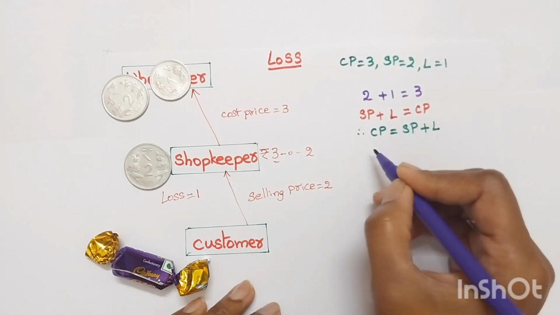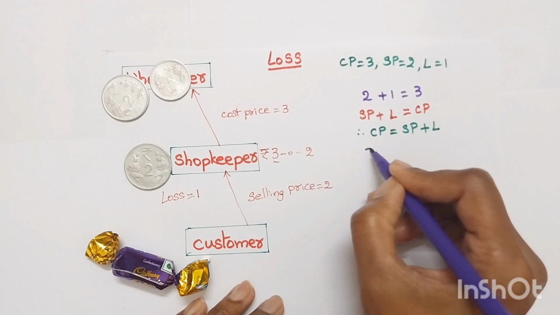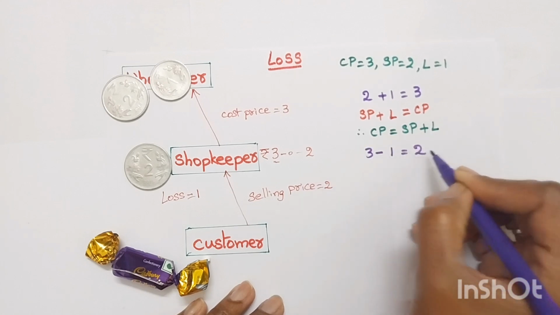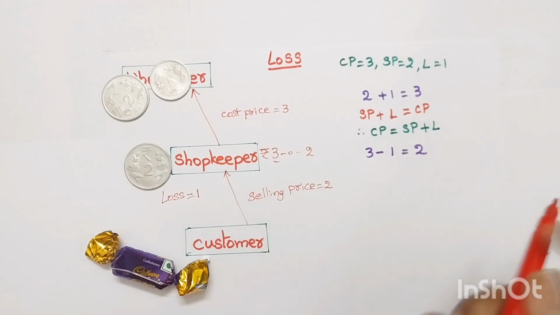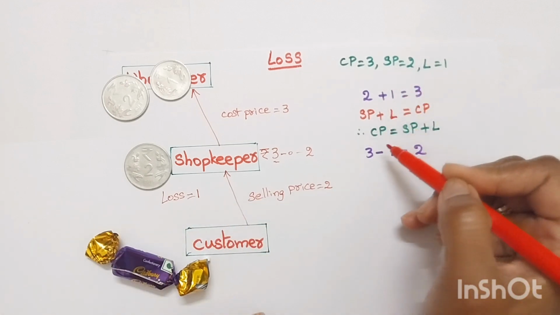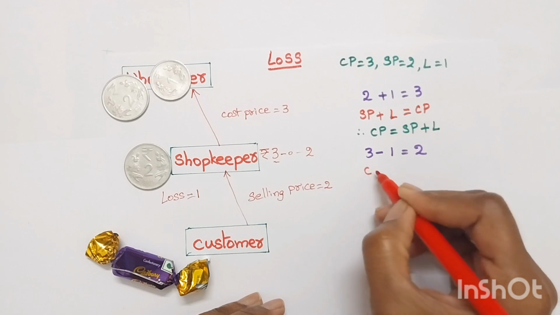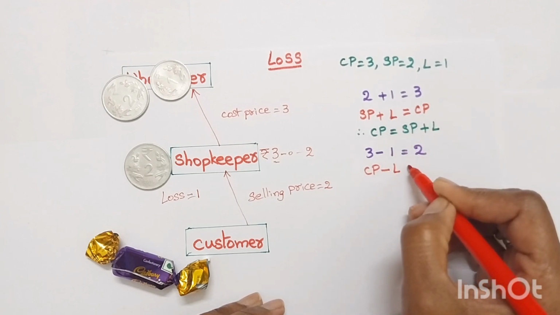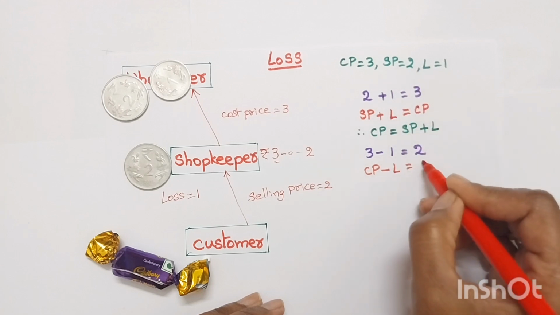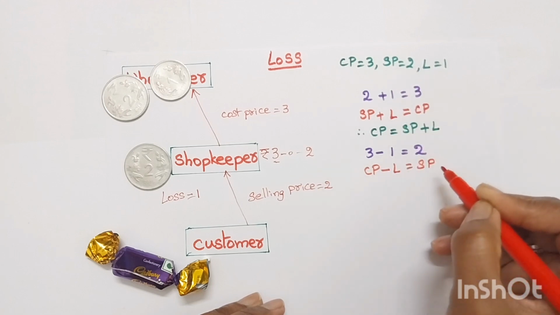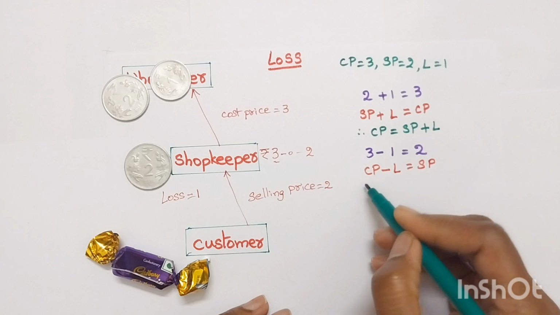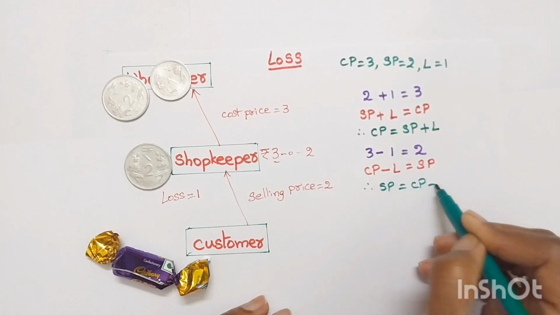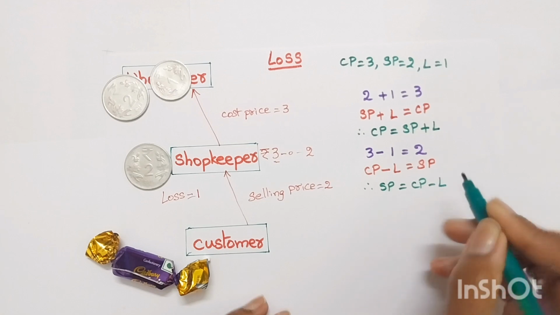Now we do another calculation. 3 minus 1, how much? 2. Here 3 is the cost price. Cost price minus 1, the loss, equals 2, the selling price. Therefore, selling price equals cost price minus loss.